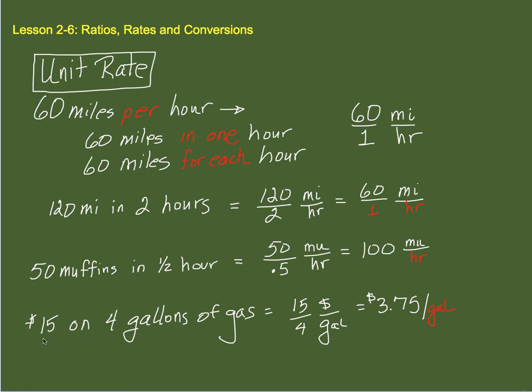When we think about $15 spent on 4 gallons of gas, we can say $15 per 4 gallons, but the unit rate is $3.75 per gallon. That's $3.75 per 1 gallon.